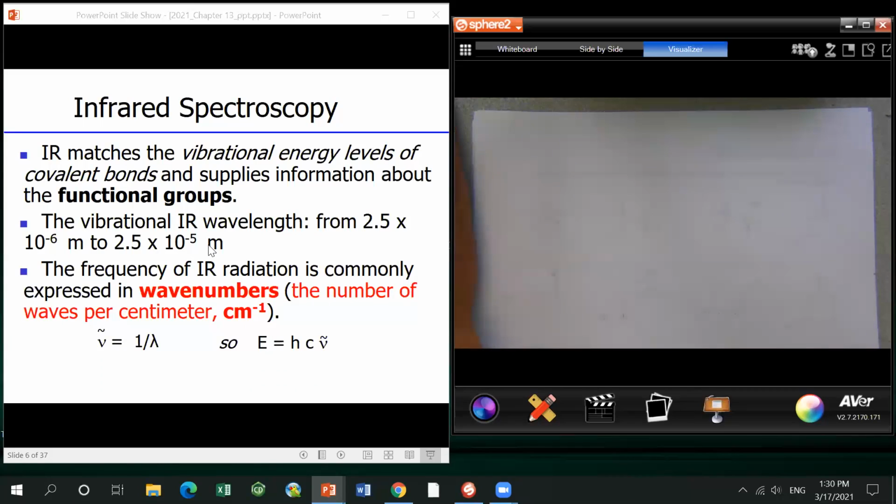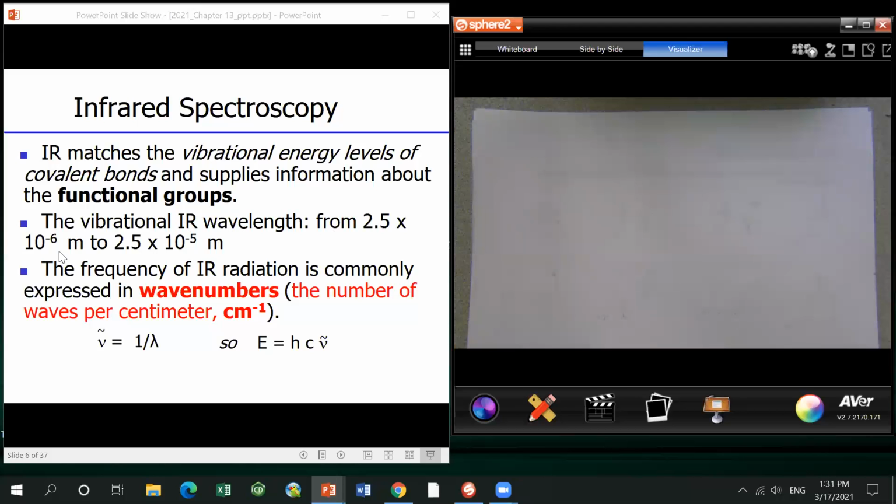Actually the IR range is much broader than this, but only this range of IR can match the energy of the bond vibration, so that's why we choose this range. But you can see those numbers are quite small, and not easy to record, like 2.5 times 10 to the minus 6 meters.